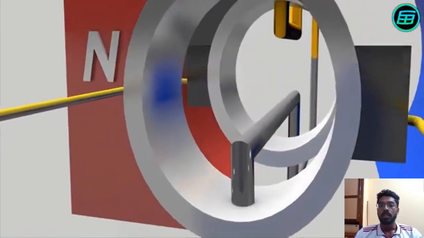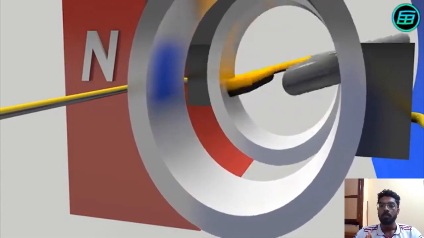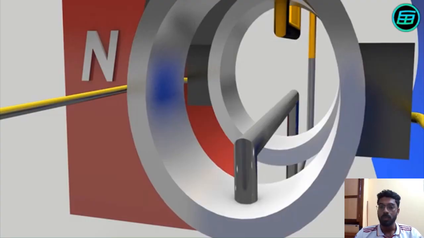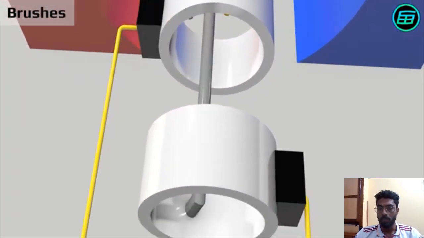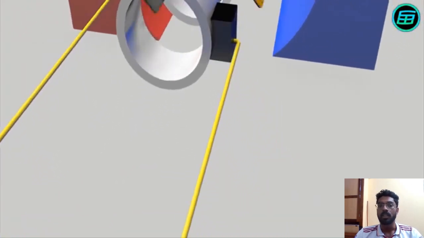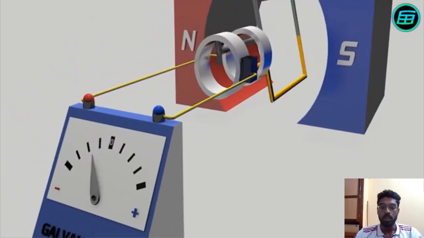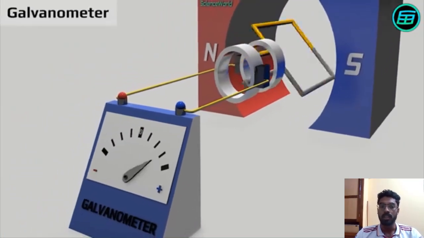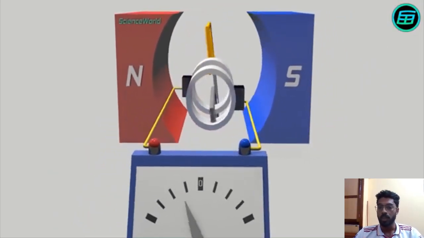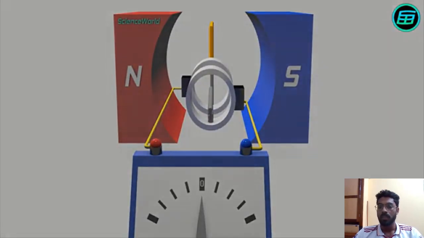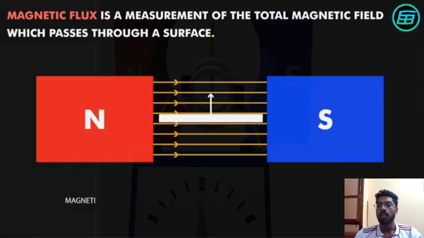Now this armature is connected to slip rings, because through slip rings and the carbon brushes we can connect it to a power source. We have two carbon brushes here, and the slip rings and carbon brushes connect the armature, and we join both of them to a galvanometer. The purpose of joining this to a galvanometer is to understand whether the current flows through it.